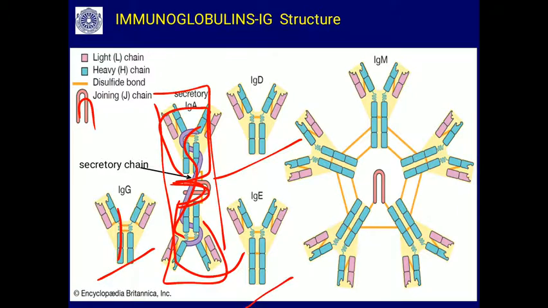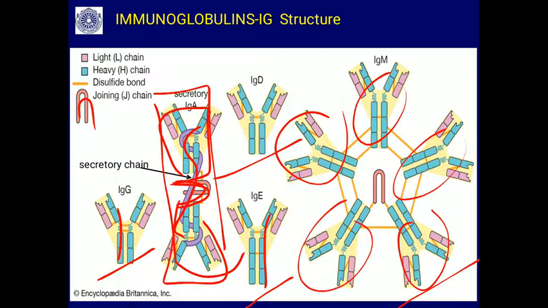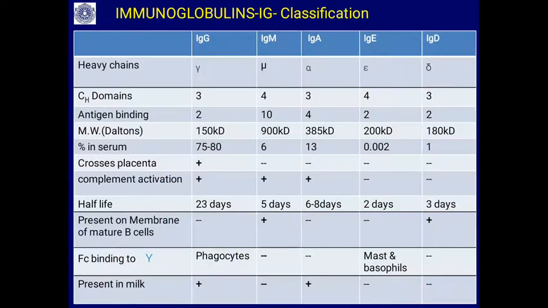This is IgE. It has 4 heavy chain constant domains. This is IgM, a pentameric, large molecule, with units held together by disulfide bonds. This is the structure of these different immunoglobulins.